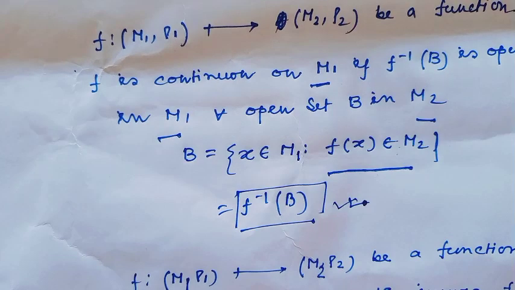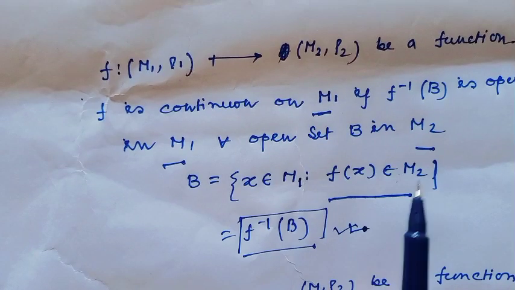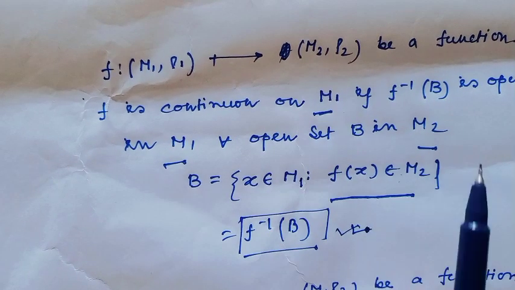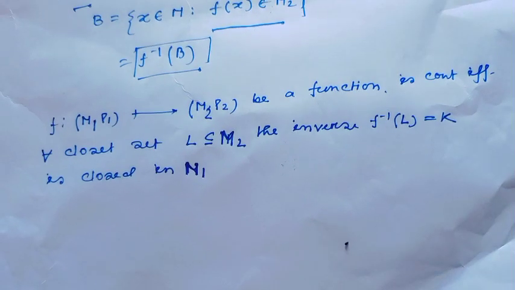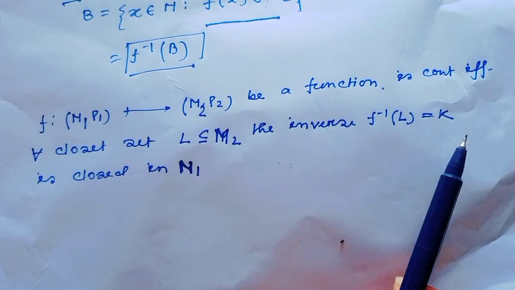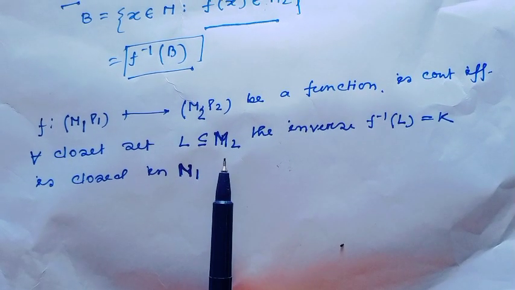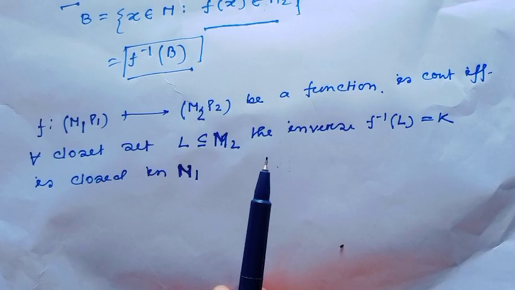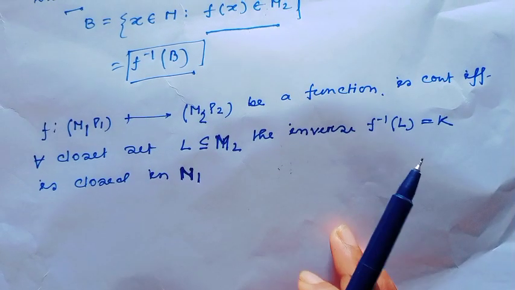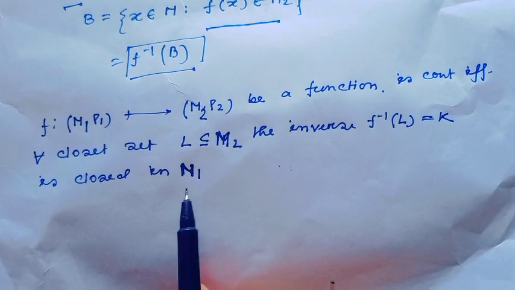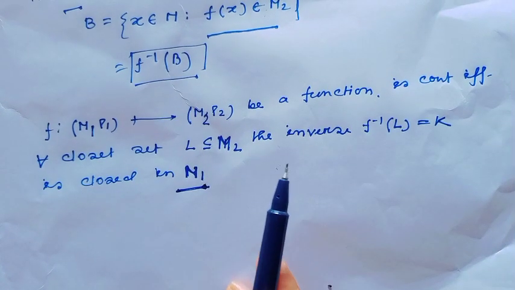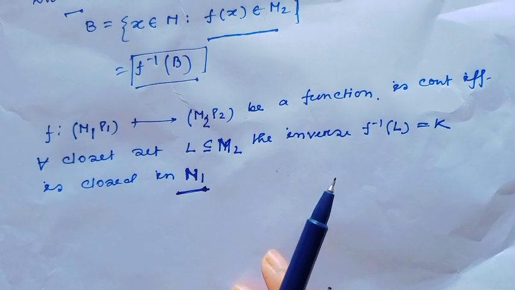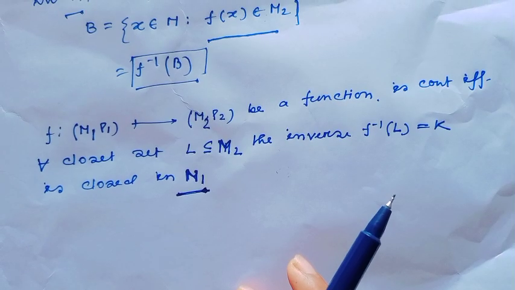The actual definition of continuity is that for every open set in the metric space M2, the inverse image is open in M1. A similar definition of continuity is that for all closed sets L contained in M2, the inverse image of L is also closed in the metric space M1. That means if the inverse image of a closed set is closed, then the function is continuous.